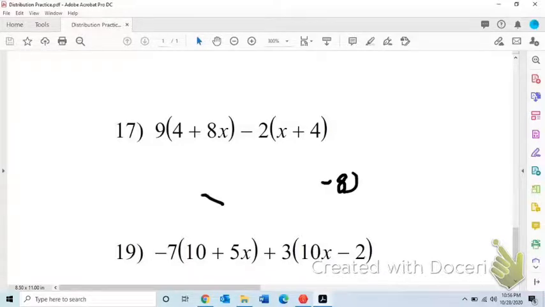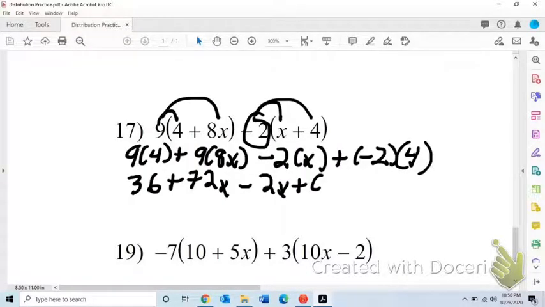negative 8. I'm not sure what just happened there, but okay. I was having some minor technical difficulties, so apparently it caught up to me. Anyway, and that's a negative 8.